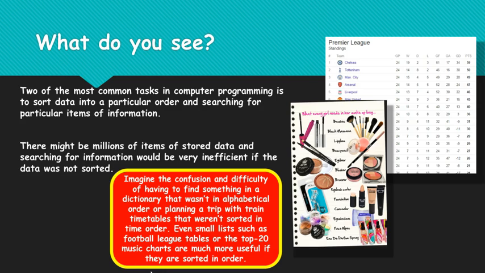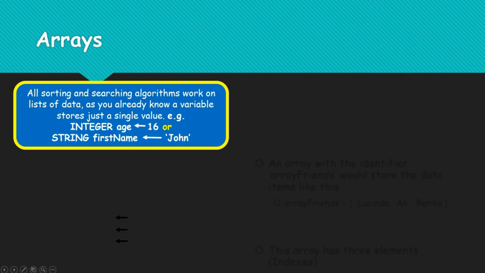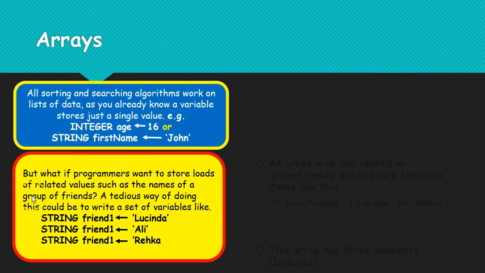So using arrays is actually quite important for a programmer. Let's see how arrays actually work. All sorting and searching algorithms work on lists of data. And as you already know, a variable stores just a single value. For example, when you are storing the number 16 into the age variable, you're setting it as an integer. You would only store that one number in that variable. Same with the first name there. We've got the name John going into the first name variable, which is set as a string.